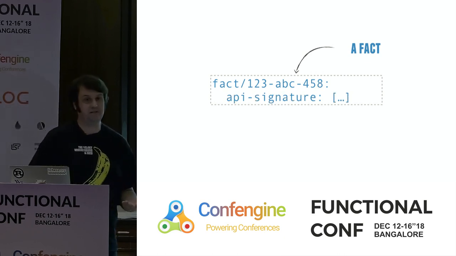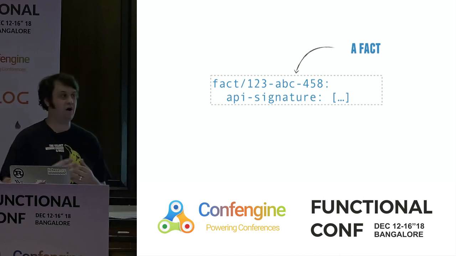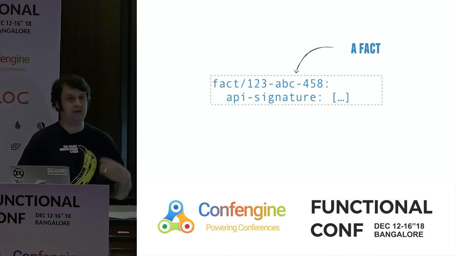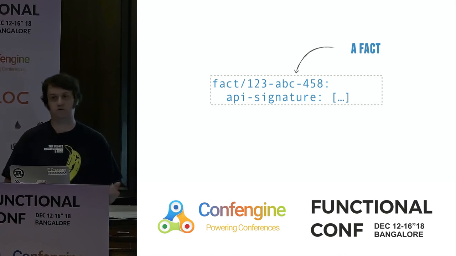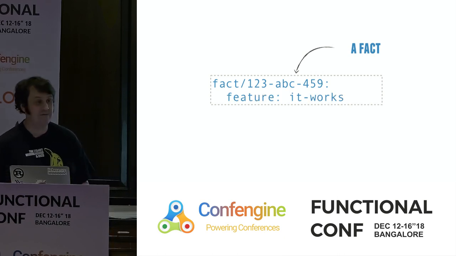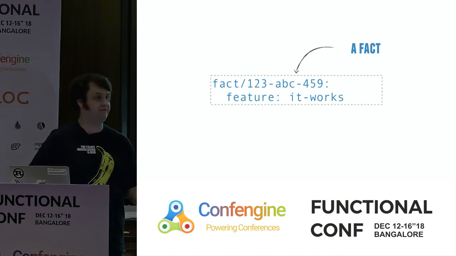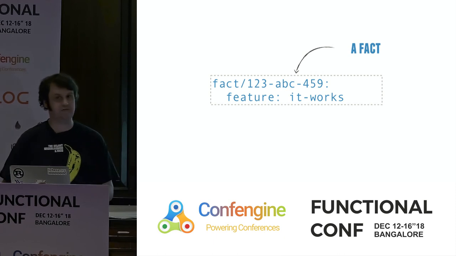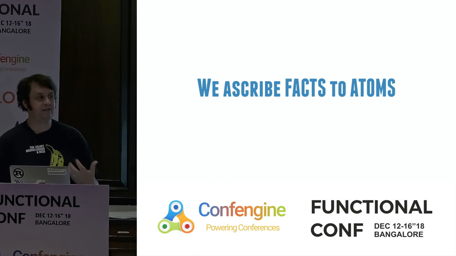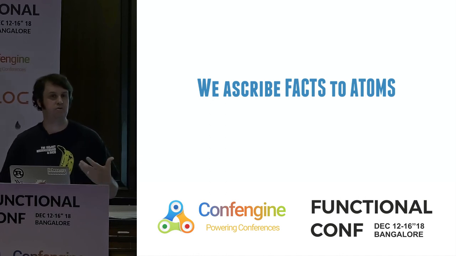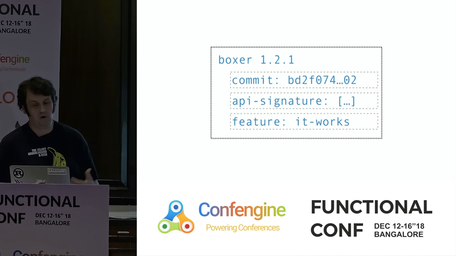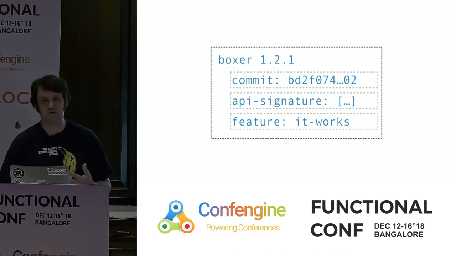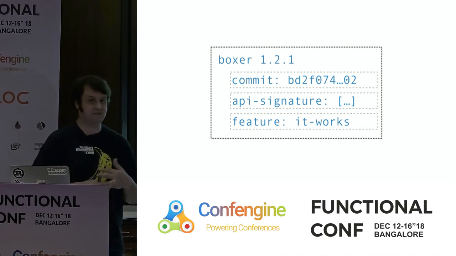It has this API signature. So what is the actual API signature? So I can ask a question like, is this binary compatible with this other version, or is this source compatible? It might be a simple thing like it contains this feature. So I know that I really need the X feature in production. Does this version include it? And we take these facts and we attribute them to our atoms. So we'll go along and say that Boxer 1.21 has all of these commits in it, has this API signature, and it has this feature in it.